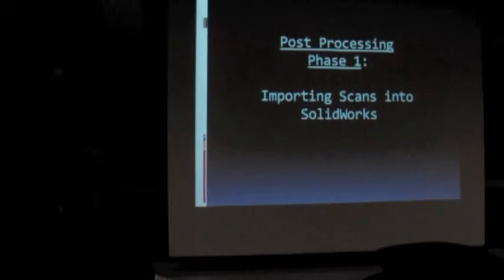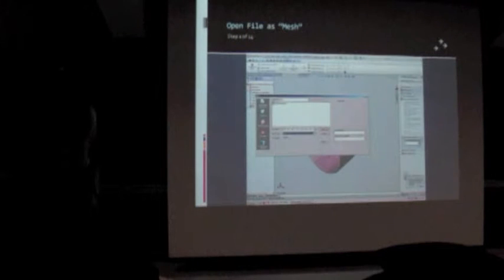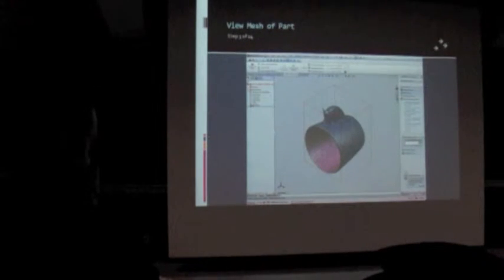The first phase of post-processing is importing the scan into SolidWorks, which is actually a little bit of a process. Basically, in SolidWorks, if anybody's familiar with it, you need to first enable an add-in called Scan3D. Once you do that, you can open the file as a mesh, and you have to select that in the parameter below where the file is listed. You can then import it, and what you see here is a surface mesh of the part itself. It's a little bumpy, but that'll be taken care of later on.